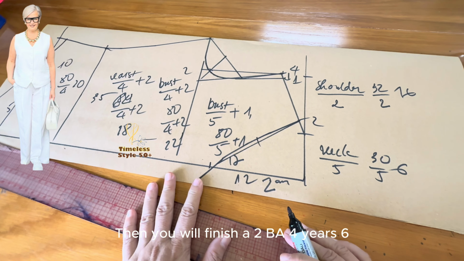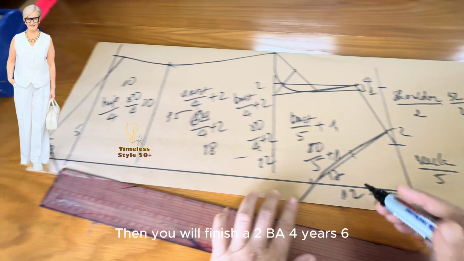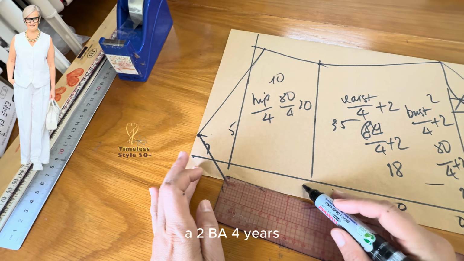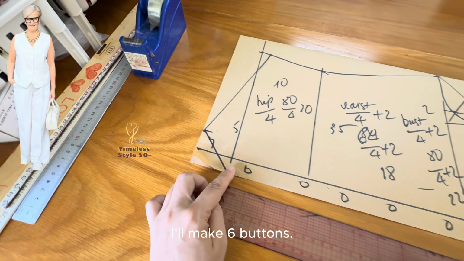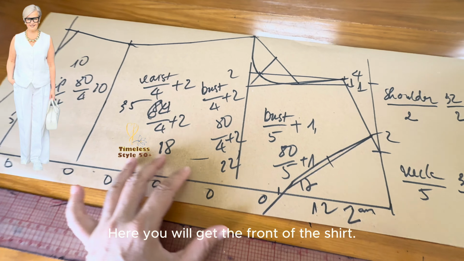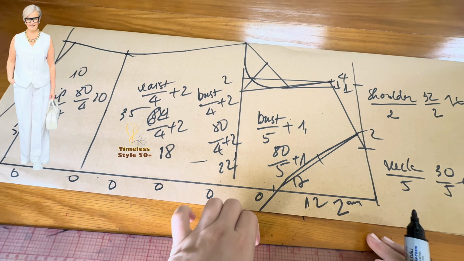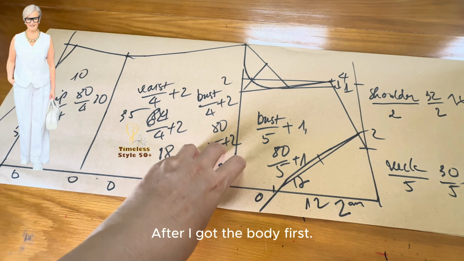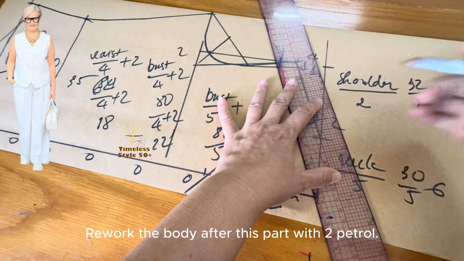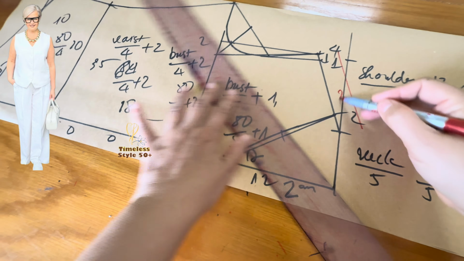Then you will finish a 2-ba for year 6. A 2-ba for years. I'll make 6 buttons. Here you will get the front of the shirt. After I got the body first. Yes, you will. Rework the body after this part with to petrol.